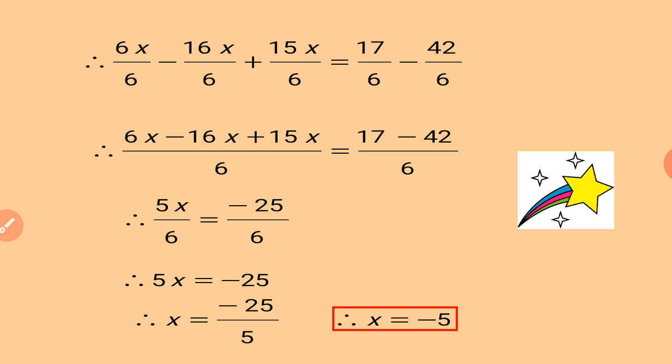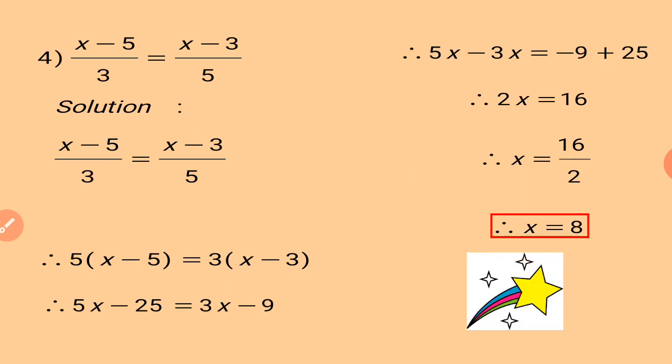Solve it further. When the denominators are same, you just solve the numerators and the denominator is just written as it is. That is how you reach the third step here, 5x upon 6 equal to minus 25 upon 6. Transpose the other things, that is 5 and 6, also on the other side, and you ultimately get x equal to minus 5.